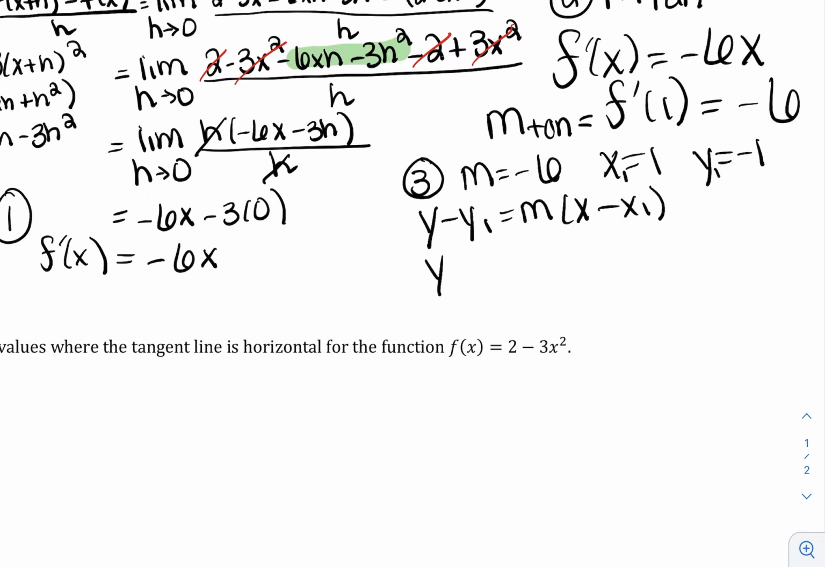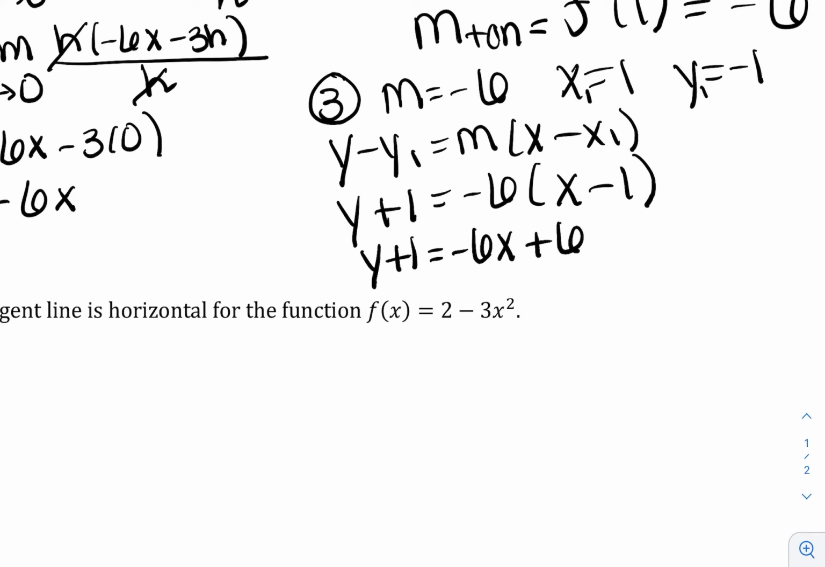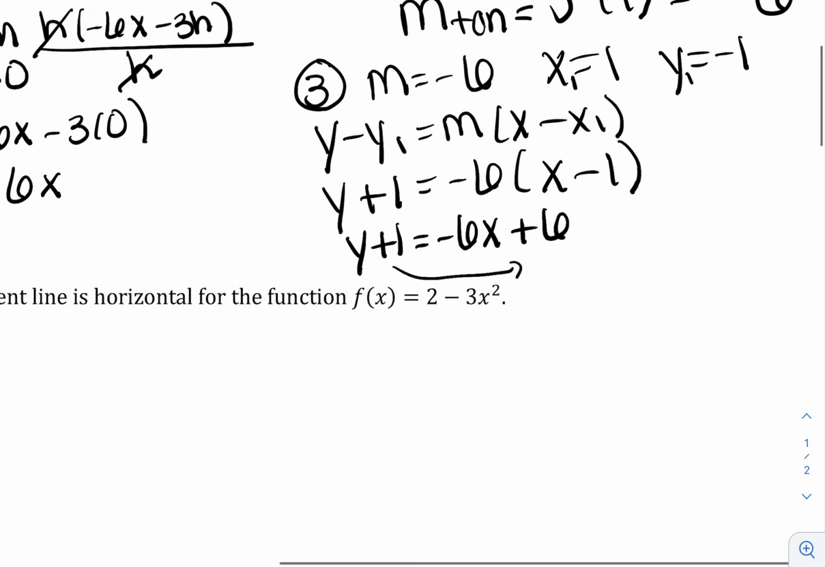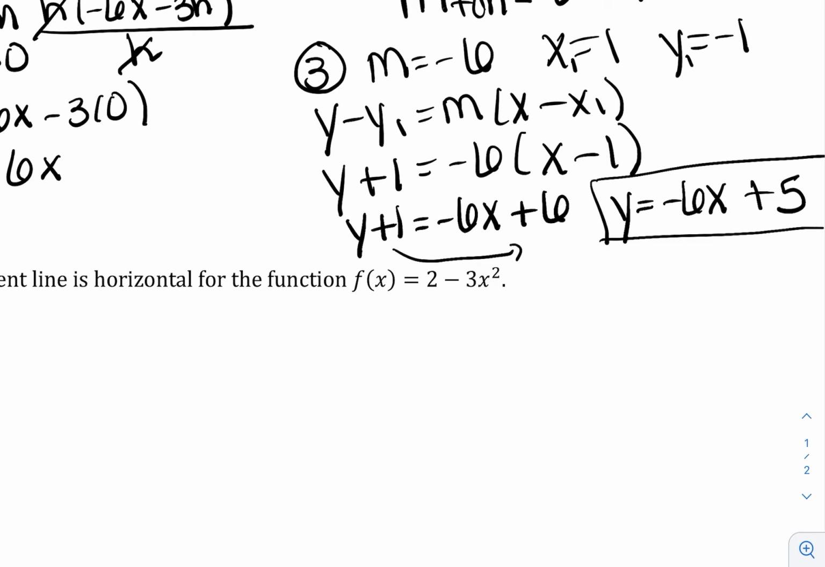So it becomes y plus 1, because it's minus minus, is equal to negative 6x minus 1. And most of the time, these questions are going to ask you to put it in slope-intercept form, so you need to isolate the y. So this is going to become y plus 1 is negative 6x plus 6. I'm going to bring the 1 over by subtracting it. So it's going to become y is equal to negative 6x plus 5. Here is my equation of my tangent line.